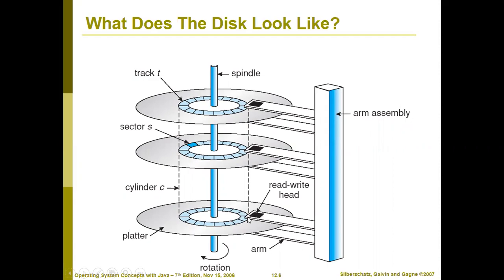But if you want to change the sector, your desired sector is here. First you go to the particular track, and then you rotate your disk in such a way that this particular sector comes just under this read write head. Then only you will be able to read this data. So this is the working of a magnetic disk or your hard disk.